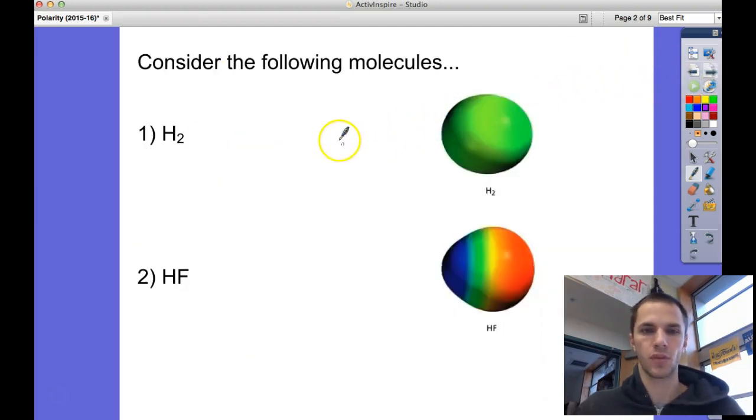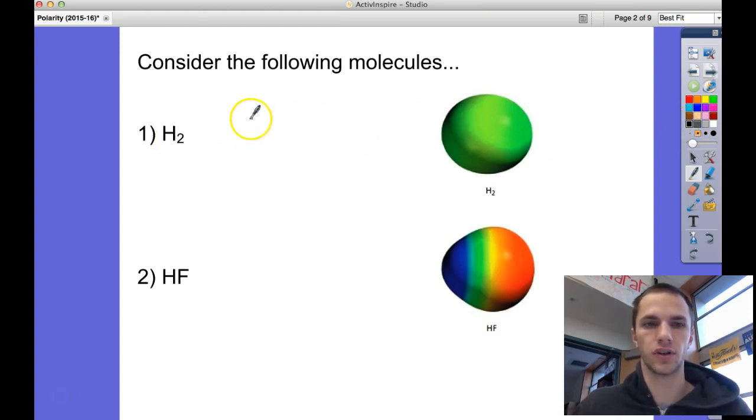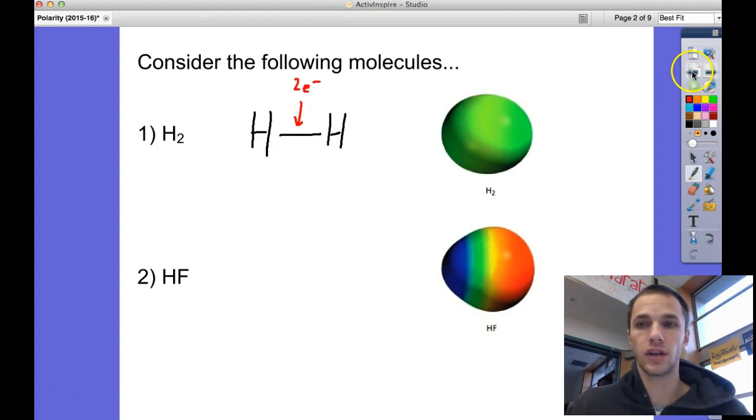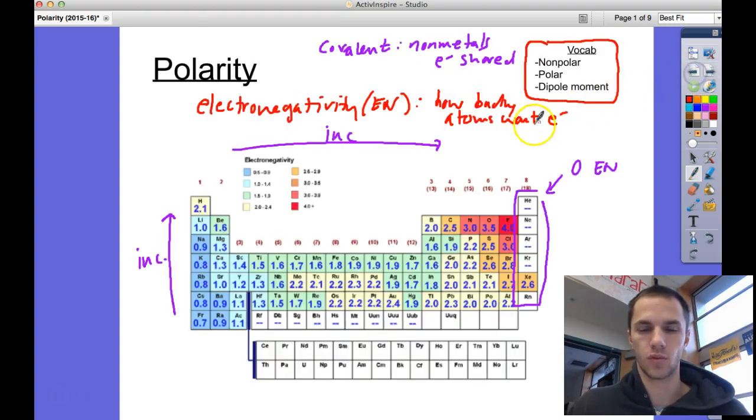So for example, here are two molecules. Let's start with hydrogen, H2 first. If we drew the Lewis structure for hydrogen, it would look like this. And remember, this bond here represents two electrons that are being shared between those two atoms of hydrogen. Now, if we look at the periodic table with the electronegativities, we see that hydrogen has an electronegativity of 2.1.